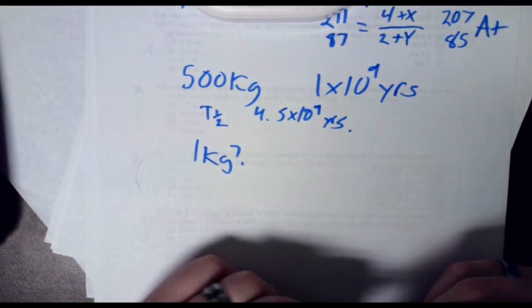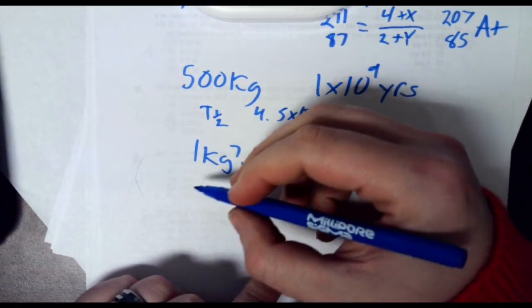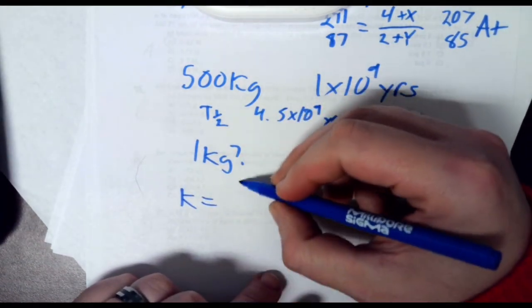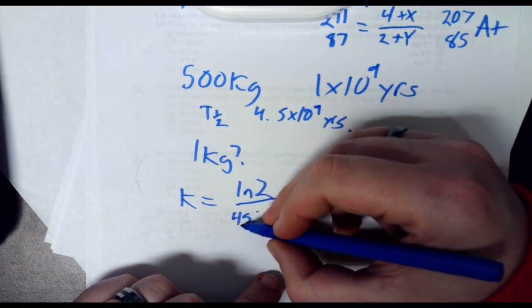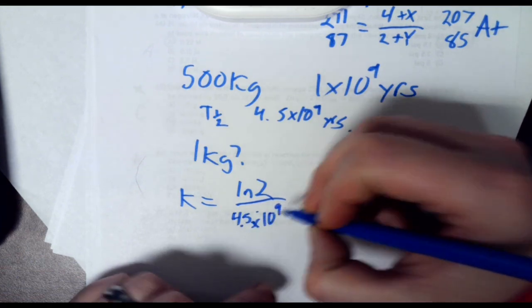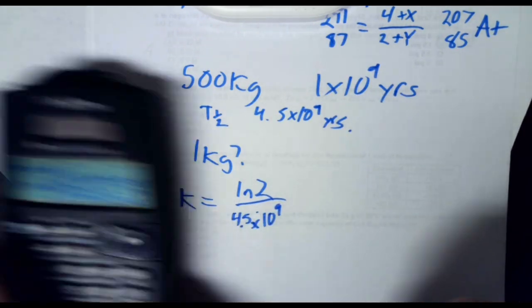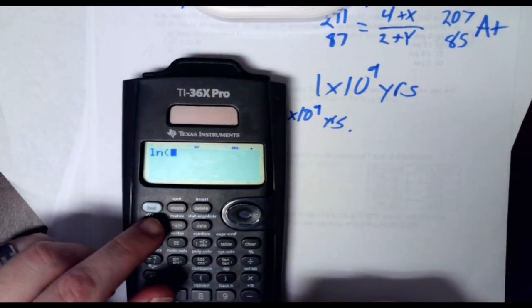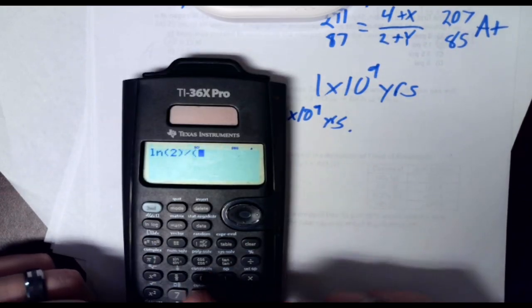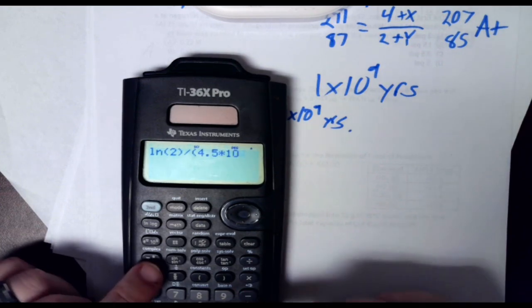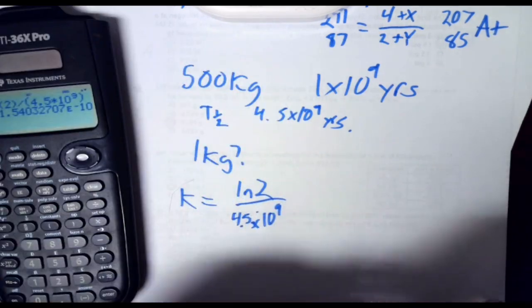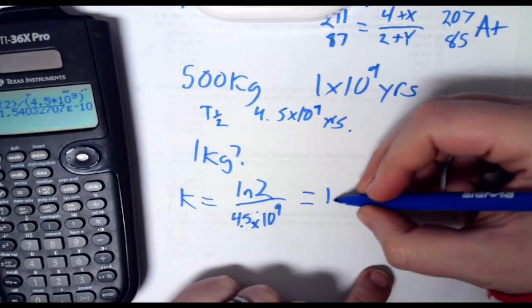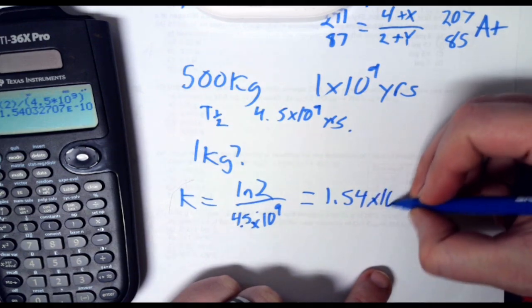So this helps us put this. Uranium-238 is a very slow process. So the first thing is, what's our K? Our K is going to be ln2 over 4.5 times 10 to the ninth. So ln2 divided by 4.5 times 10 to the power of 9. So K is something like a really small number, and that's fine. 1.54 times 10 to the negative 10th.